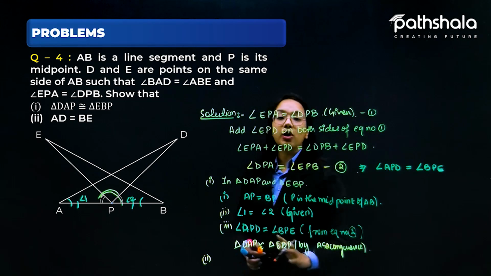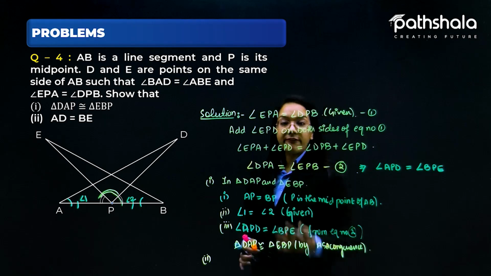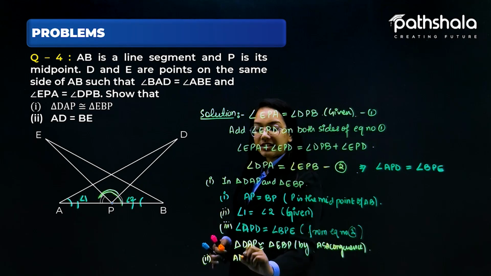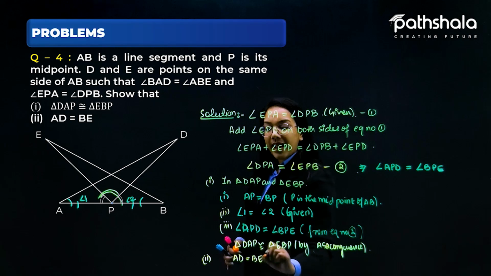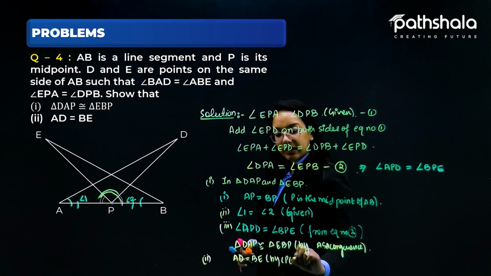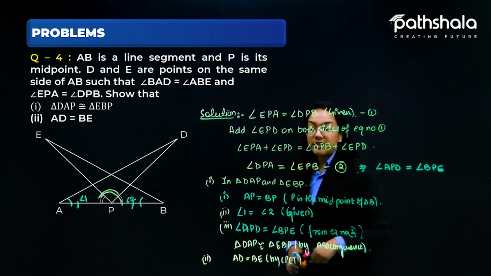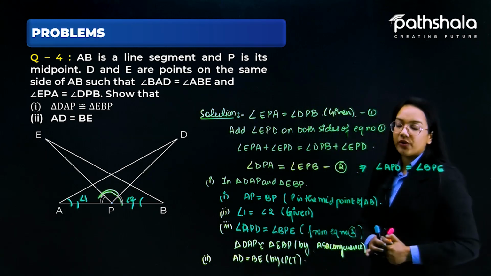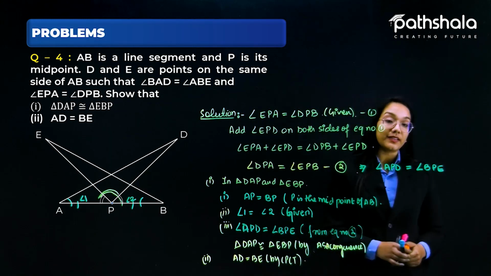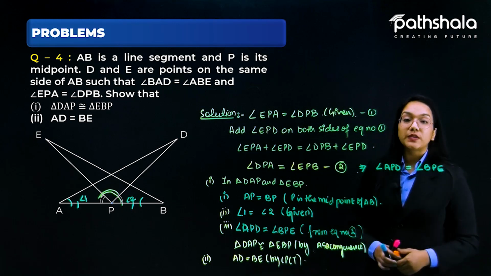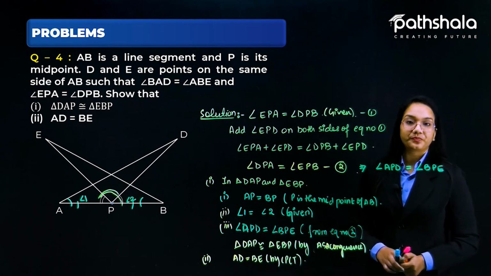And now if the two triangles are congruent to each other, it implies that AD should be equal to BE by CPCT. By CPCT, we can say that the corresponding sides of the two triangles are also equal. So hence AD is equal to BE. So this is all about question number 4.